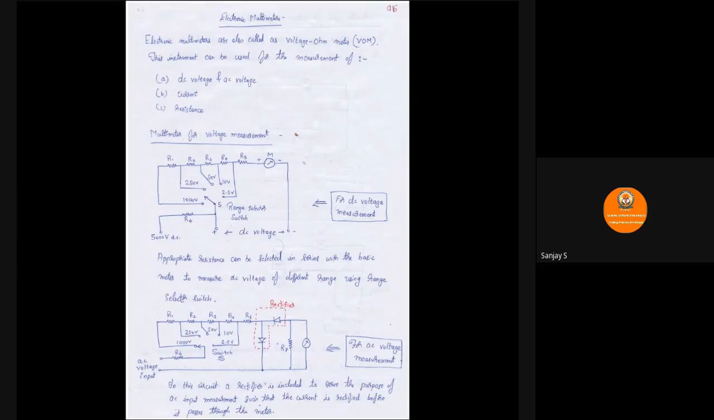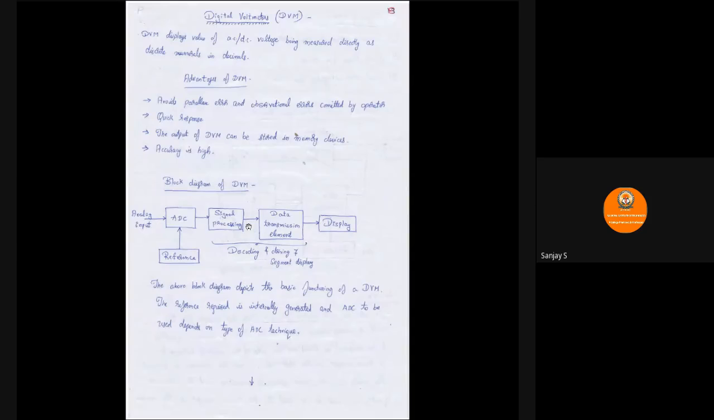Next, we have electronic multimeters. Electronic multimeters, being pretty simple, will be taken up later on. Now let us move on to the most difficult topic, that is the digital voltmeter. A digital voltmeter basically displays the AC or DC voltage being measured directly as discrete numerals in decimals. So the reading given will be in digital form.